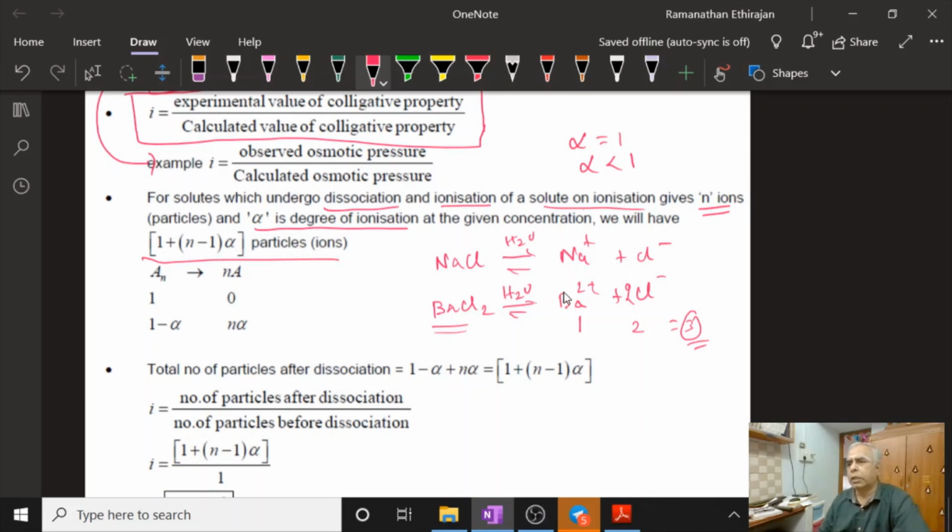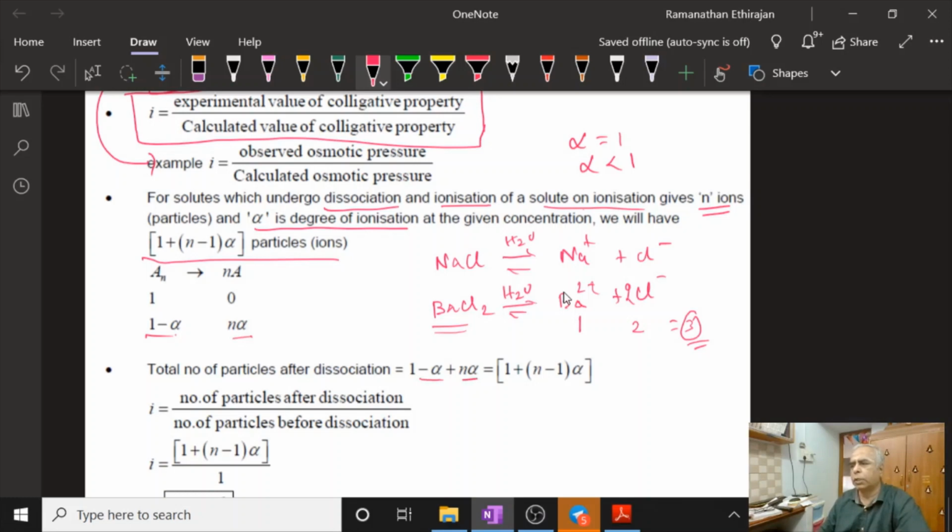So let us consider that an electrolyte is there, and n number of A is obtained. Initially there was one and no product, but after certain seconds, what happens? The remaining is 1 minus alpha. And what about this? This is n alpha produced. So the total number of particles, we have to add everything: 1 minus alpha plus n alpha.